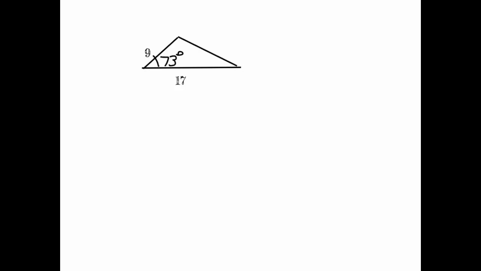The triangle that we're looking at has two side lengths and an angle between them. The first side length being 9, the second one being 17, and the angle joining them 73 degrees. The law of cosines is set up like this. C squared is equal to a squared plus b squared minus 2ab times the cosine of c.